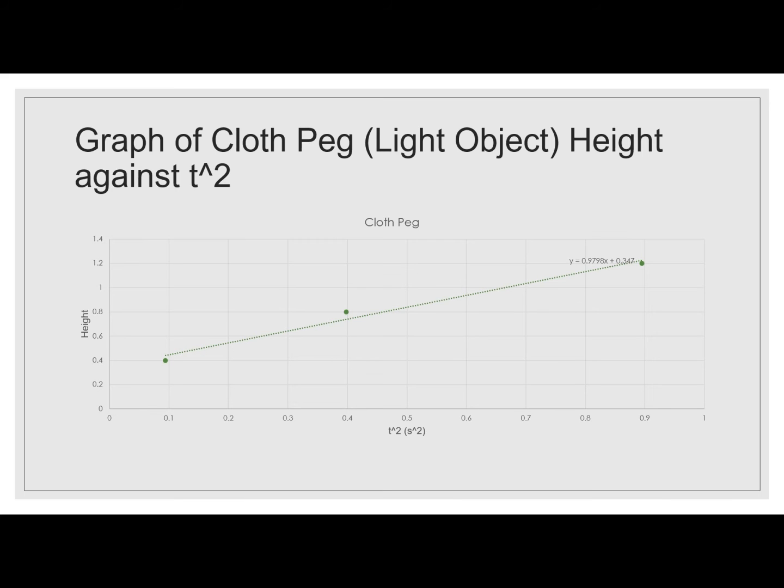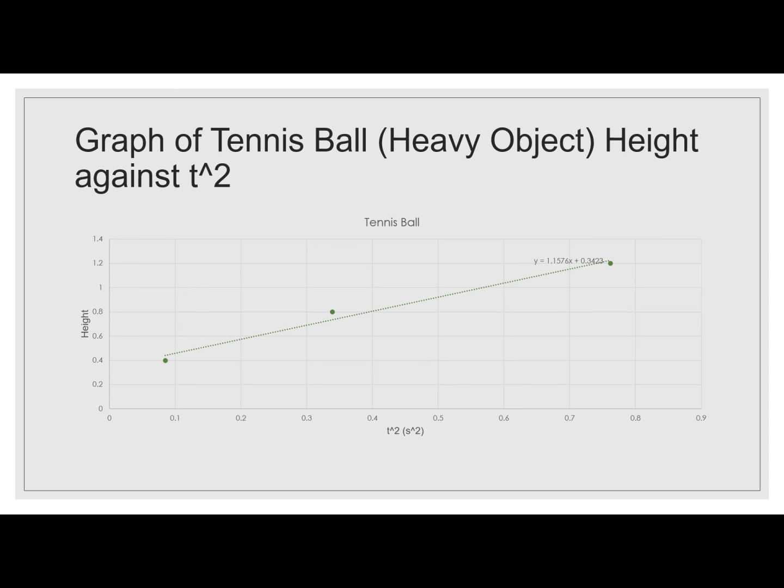This is our graph of the cloth peg, which is the light object, height against t squared. As you can see, the graph increases from 0.1 to 0.3, and the equation for this graph is y equals 0.9798x plus 0.347. The last one is the graph of the tennis ball, which is the heavy object, height against t squared. This graph also increases from 0.1 to 0.3, and the equation is y equals 1.1576x plus 0.3423.